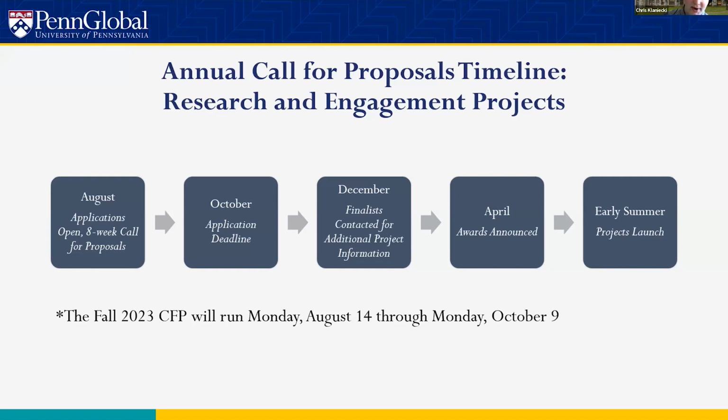I do want to mention the word finalist is a bit of a misnomer. Anybody who is contacted as a finalist in December is somebody whose project we intend to engage and support in some way, shape, or form. And we collect additional information to help determine exactly what form and what amount that will take. In April, we formally announce our awards to the Penn community, and in the early summer of the next year, projects are able to launch, and the first year of funding is journaled.